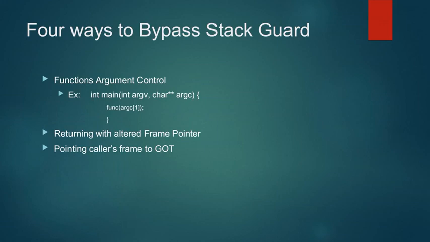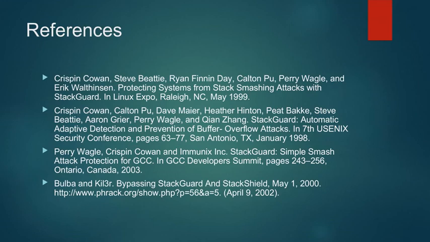Here, the address of message is relative to the frame pointer. As we totally control ebp, we can force printf to show us anything from memory. References are shown in this slide. Thank you for watching this presentation.